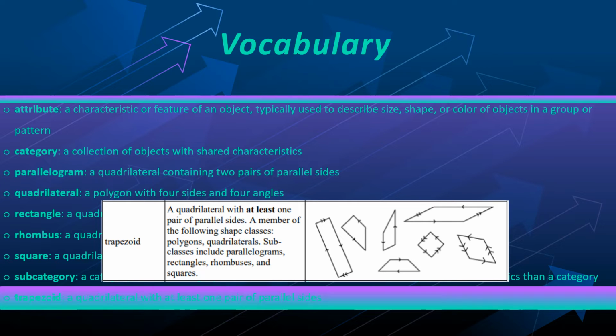It has a more inclusive definition, whereas previously it was more exclusive. For example, a square can be classified as a trapezoid. As you can see, a quadrilateral with at least 1 pair of parallel sides. A member of the following shape classes: polygons, quadrilaterals. Subclasses include parallelograms, rectangles, rhombuses, and squares.